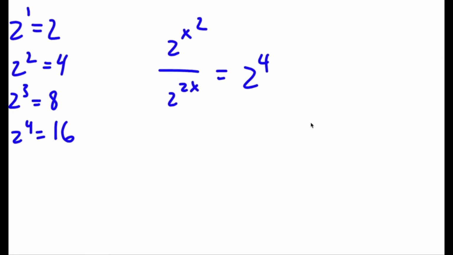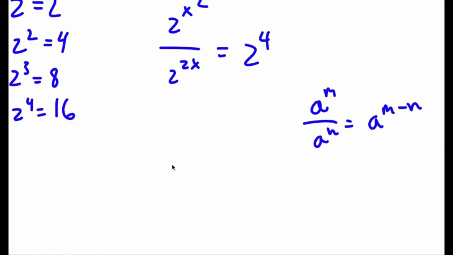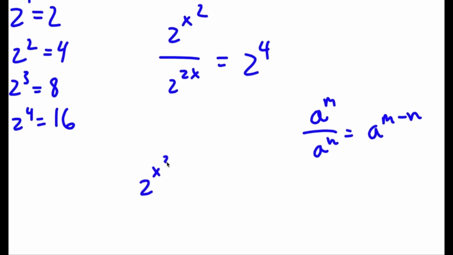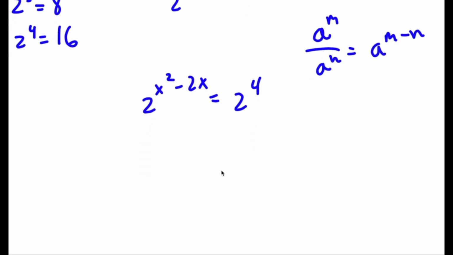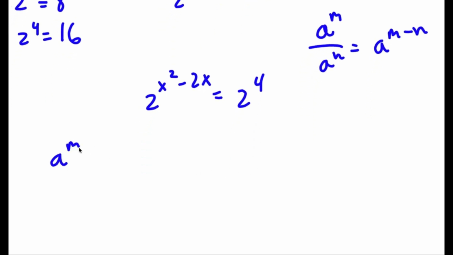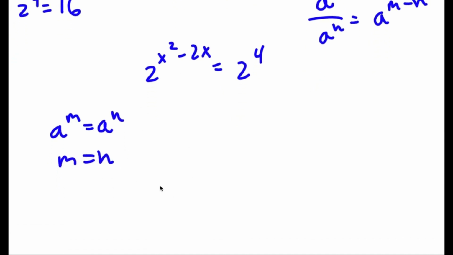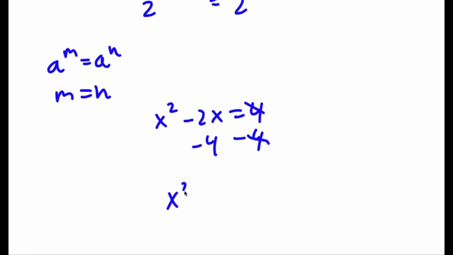So now if I have something in the form a to the power of m over a to the power of n, this is equal to a to the power of m minus n. So 2 to the power of x squared over 2 to the power of 2x is going to equal 2 to the power of x squared minus 2x, which is equal to 2 to the power of 4. Now if I have something in the form a to the power of m is equal to a to the power of n, this means that m is equal to n. So in this case, x squared minus 2x is equal to 4. So now I can subtract 4 on both sides, and I get x squared minus 2x minus 4 is equal to 0.